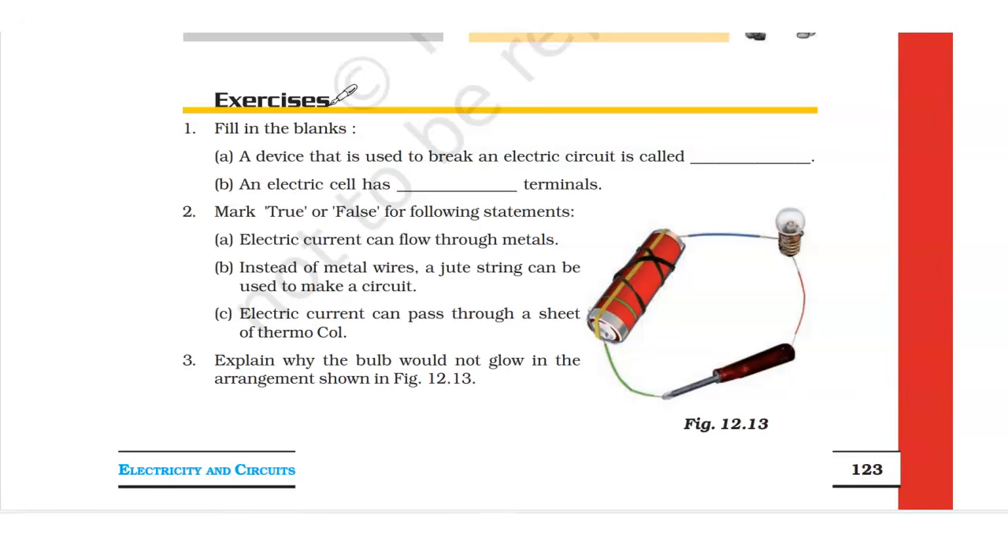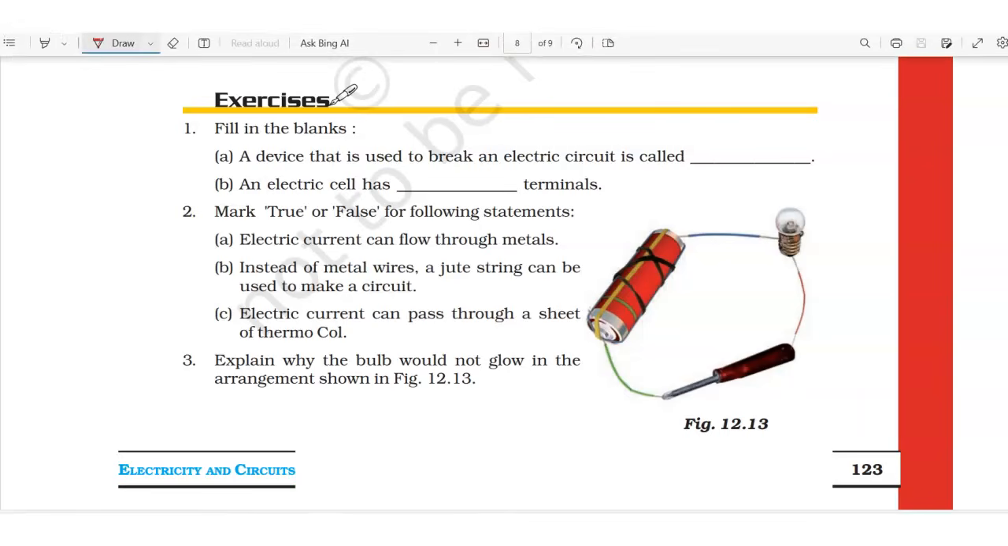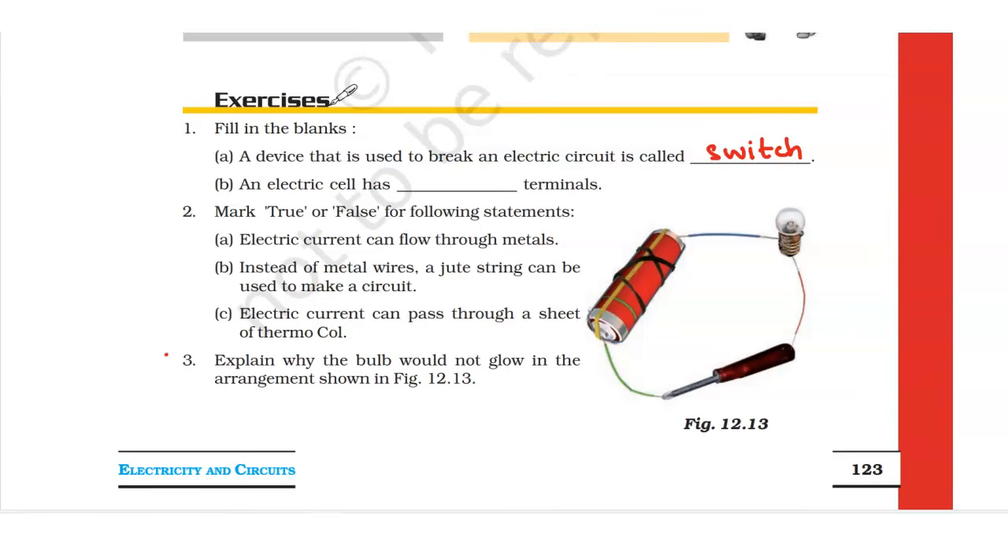So today we are going to solve the exercise for electricity. Let us see one by one. So the first question is, a device that is used to break an electric circuit is called. Now, what is that device which is used to either make or break a circuit? It is known as a switch. If you see my lecture on electricity and circuits, you will see how a switch is used to either make a circuit or break a circuit.